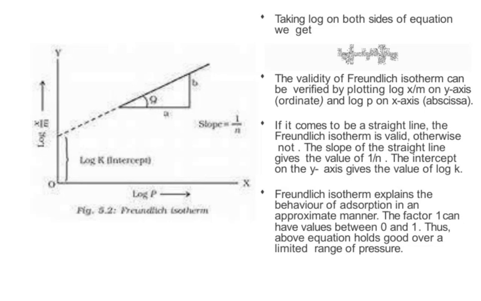Now, to verify the validity of the Freundlich isotherm, we plot log x/m on the y-axis, which is our ordinate, and log p on the x-axis, the abscissa. If this plot results in a straight line, then the Freundlich isotherm holds true for the system we're studying. Conversely, if the data doesn't form a straight line, then the model isn't valid in this case.